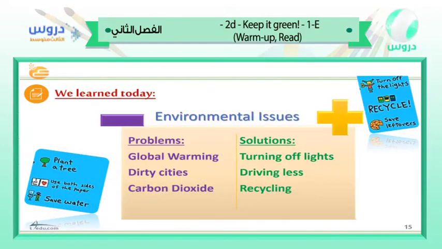Okay. To sum up the lesson today, we spoke about environmental issues. We have problems: global warming, dirty cities, and carbon dioxide. Solutions: turning off lights, driving less, recycling, and we have other problems and other solutions, okay?